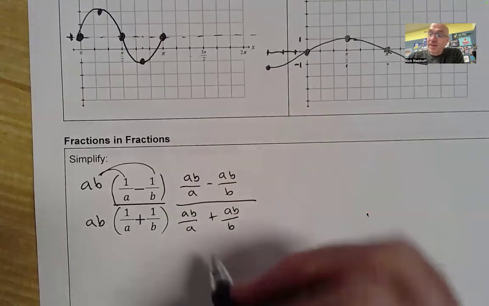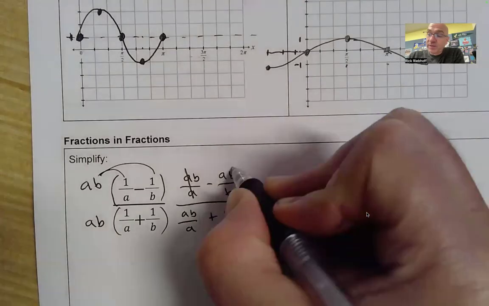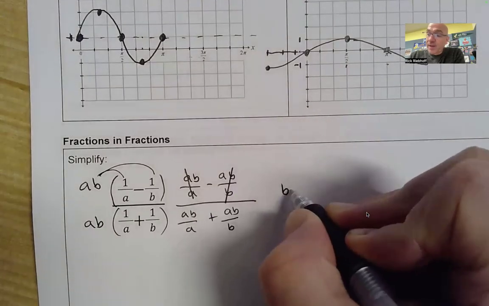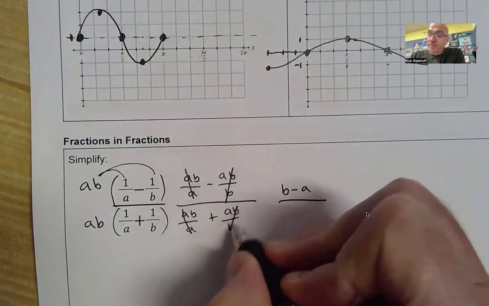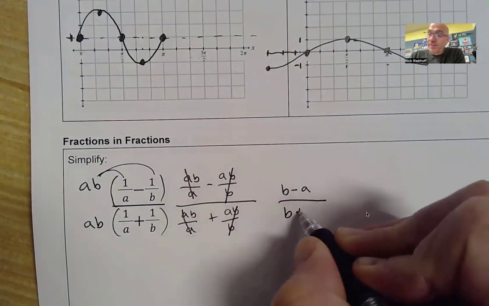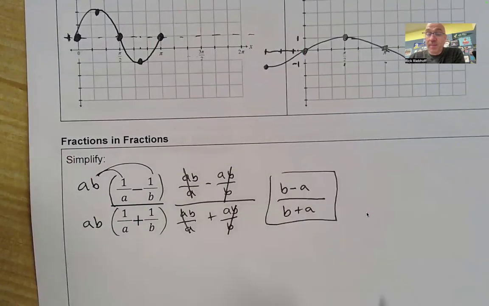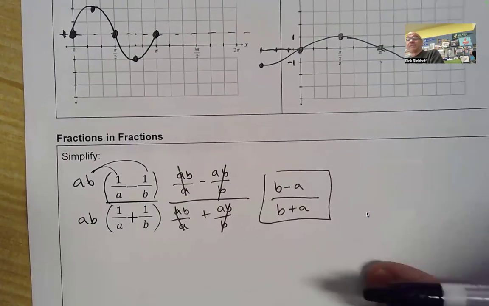And can I simplify? Yes. Giant 1, giant 1. So on the top, I get B minus A. On the bottom, giant 1 over B plus A. And that, my dears, is as far as I can go.